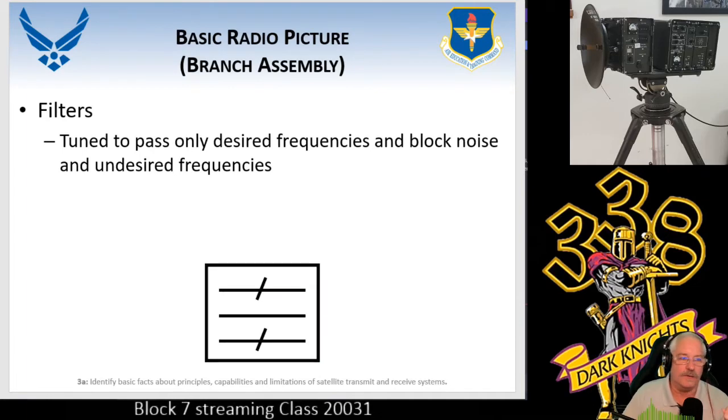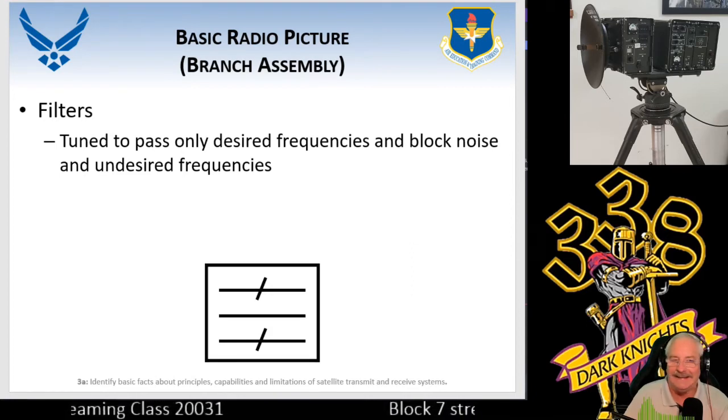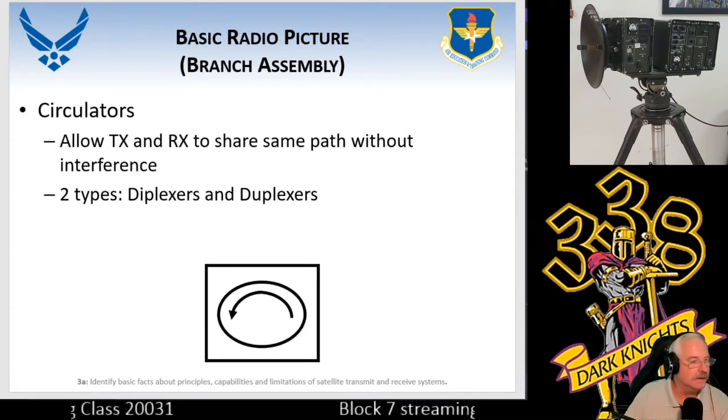So we look at filters. This is the box with three horizontal lines and 2 diagonal lines. And the idea here is we only want the frequency that we're going to need and block everything else. That's the whole idea. Circulators, that's pretty much the diplexer and duplexers that I wanted to show you.